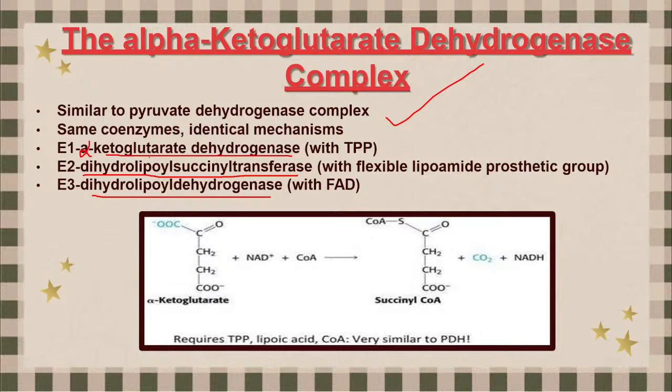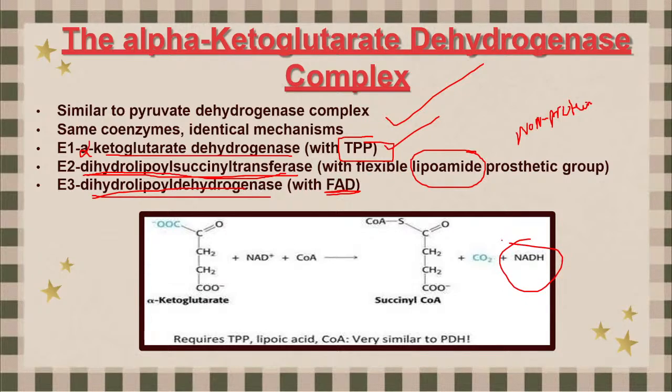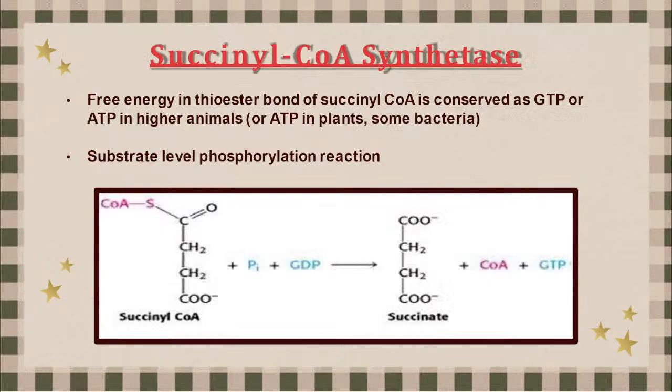Friends, the first subunit, alpha ketoglutarate dehydrogenase, if it wants to be active, mandatorily requires the cofactor TPP. Without the cofactor TPP, it will never be active. Second, dihydrolipoyl succinyl transferase requires lipoamide as its prosthetic group. A prosthetic group is a non-protein group, a cofactor or coenzyme. Dihydrolipoyl dehydrogenase, the third subunit, requires FAD. Do not get confused. And this is the second oxidoreduction reaction. Once again, we produce NADH.